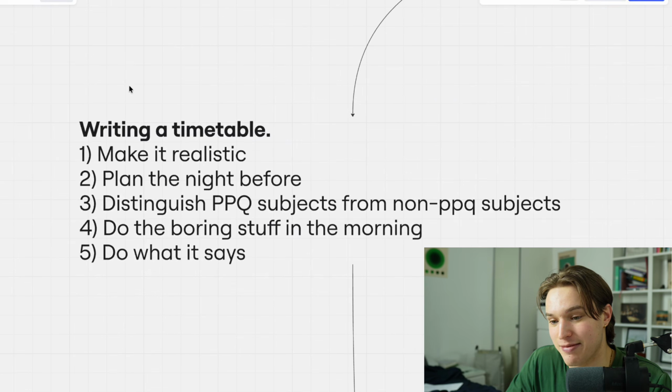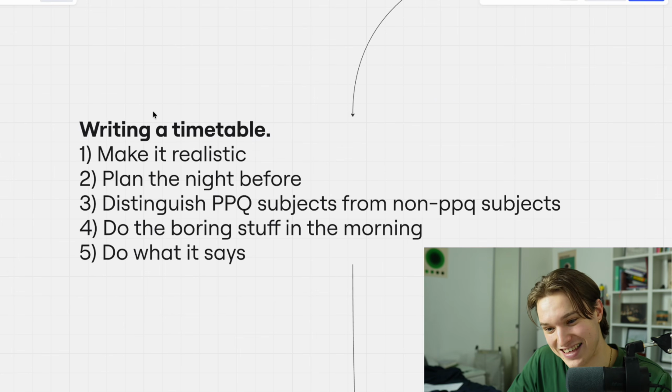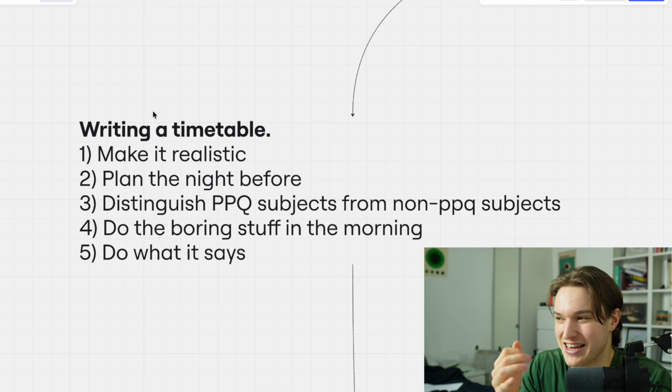So when writing a timetable, there's five things you need to know about. First of all, it needs to be realistic. There's zero point of wasting time writing a timetable if it's not going to be realistic. You need to stick to it. And that's the first thing.